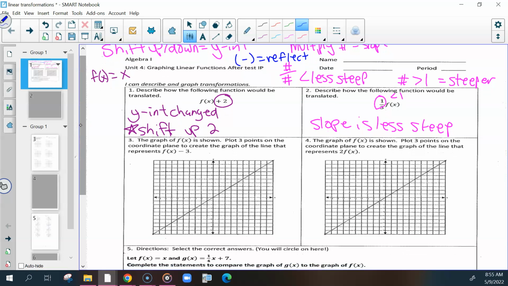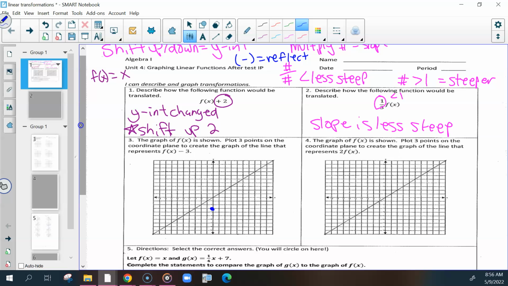Do you have any questions so far? For number 3, they want us to plot 3 points on a graph that represents f of x minus 3. What is changing there? The y-intercept, and it's being moved down 3. So if your original function was this, and it's being moved down 3, it would now be at negative 3. Your slope is not changing, so our slope is going to stay 1, and we just need to draw 2 additional points with this.